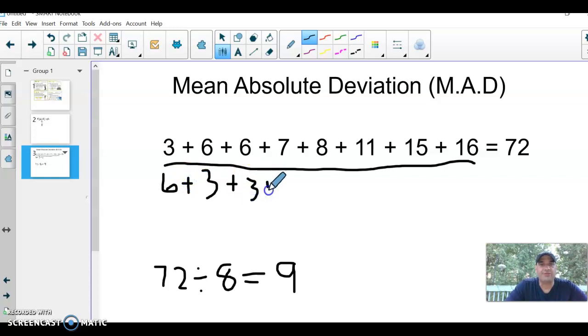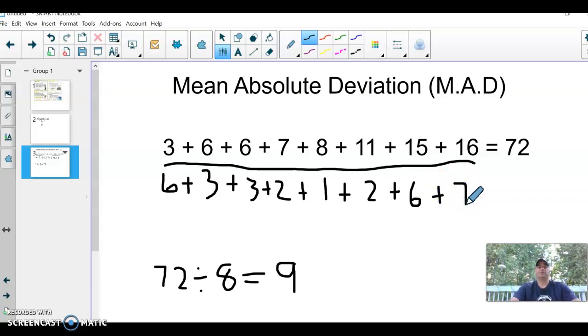How far is 9 from 7? That's 2. How far is 9 from 8? Only 1. How far is 9 from 11? 2. How far is 9 from 15? 6. And how far is 9 from 16? It is 7. So now I have my new set of numbers.